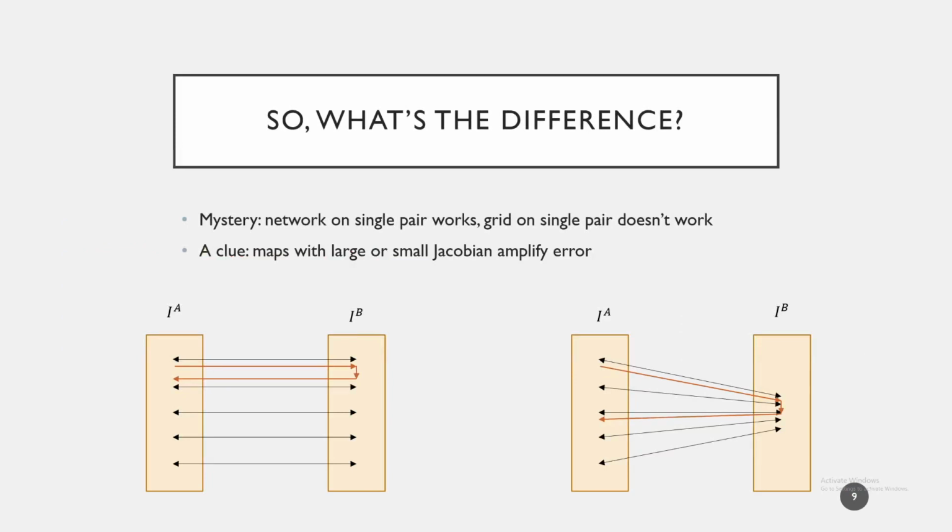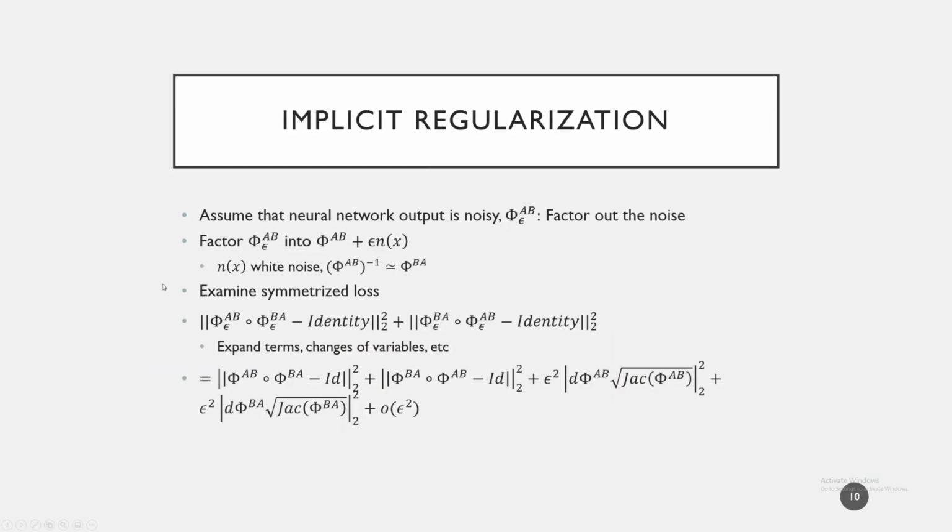Maps with large Jacobian, i.e. expansion or contraction, amplify any errors in inverse consistency. Therefore, if you penalize deviations from inverse consistency, in the presence of error, you also penalize deviations from a unit Jacobian. To understand this effect, we decompose a map into an idealized, actually inverse consistent term, combined with a noise term, i.e. jitter. When you apply our loss to a neural network that has been decomposed in that way, an implicit H1 regularization appears, penalizing the Jacobian of the map in proportion to the degree of noise or jitter.